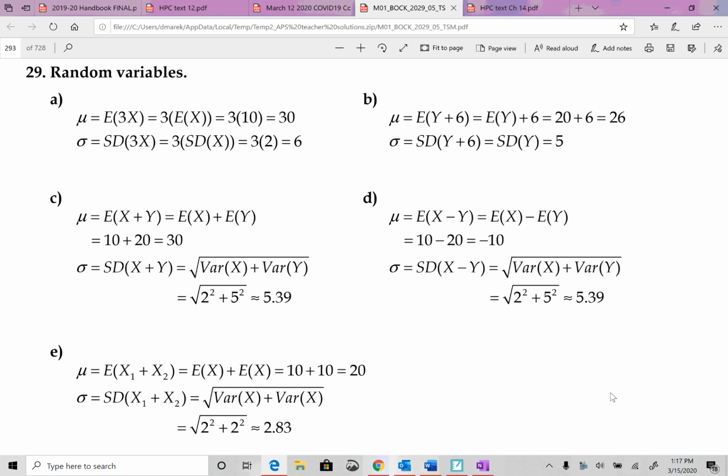And then for part E, hopefully you weren't too confused by this. Their notation there is basically adding the random variable x plus itself. So they're writing it out there as addition. 10 plus 10 is 20. Standard deviation, 4 plus 4, that'll give you 8. Square root of 8 is 2.83.